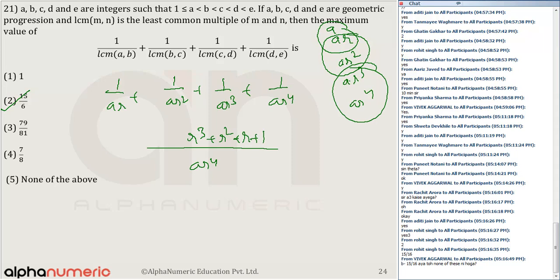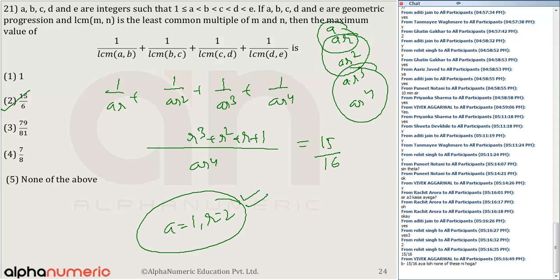Okay, now I need this to be maximum. If I need this to be maximum, the denominator has to be minimum. So to get the minimum denominator, I'll take A equal to 1 and R equal to 2. The moment I take A equal to 1 and R equal to 2, you'll get the maximum possible value, which is 15 by 16. There was a typing mistake here, correct that. Okay, 15 by 16 is the correct answer.